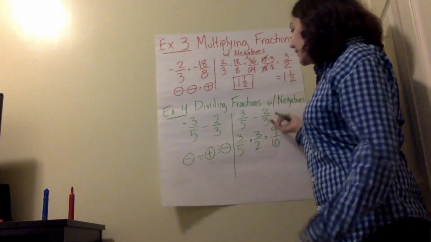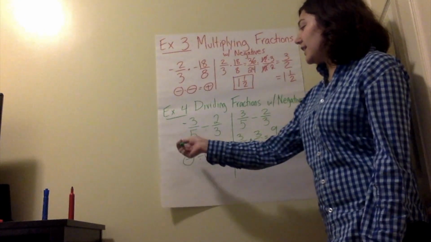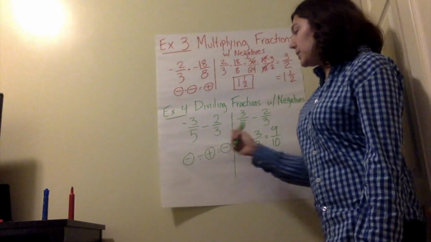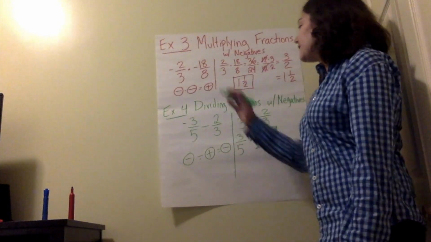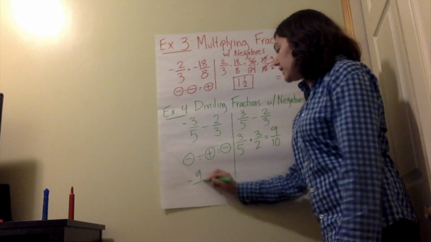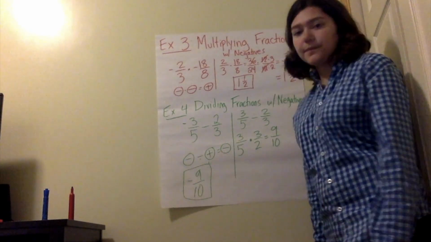So then I'm like, okay, that's basically my answer, but let me check my sign. For my sign, I had a negative times a positive in this case, or divided by a positive. So that means my answer is negative. So my final answer overall is going to be negative 9/10. And that's what I would box in as my answer.